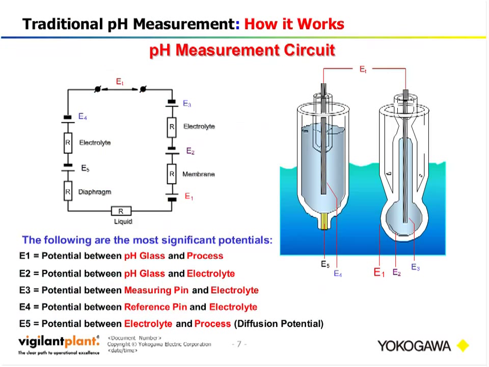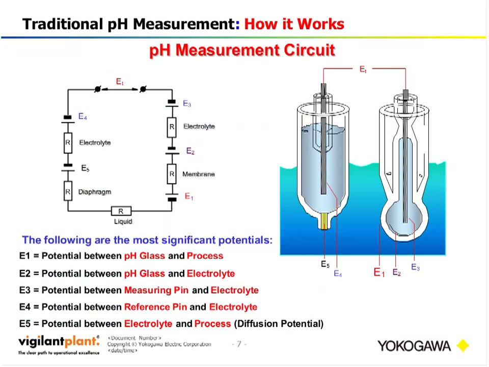Here we see the basic pH measurement circuit of a reference and measuring electrode. For the purpose of simplicity, again, we have excluded the temperature and the solution ground of the electrodes for the moment. Also shown are the voltage potentials that are present and which can adversely affect the accuracy of the measurement.